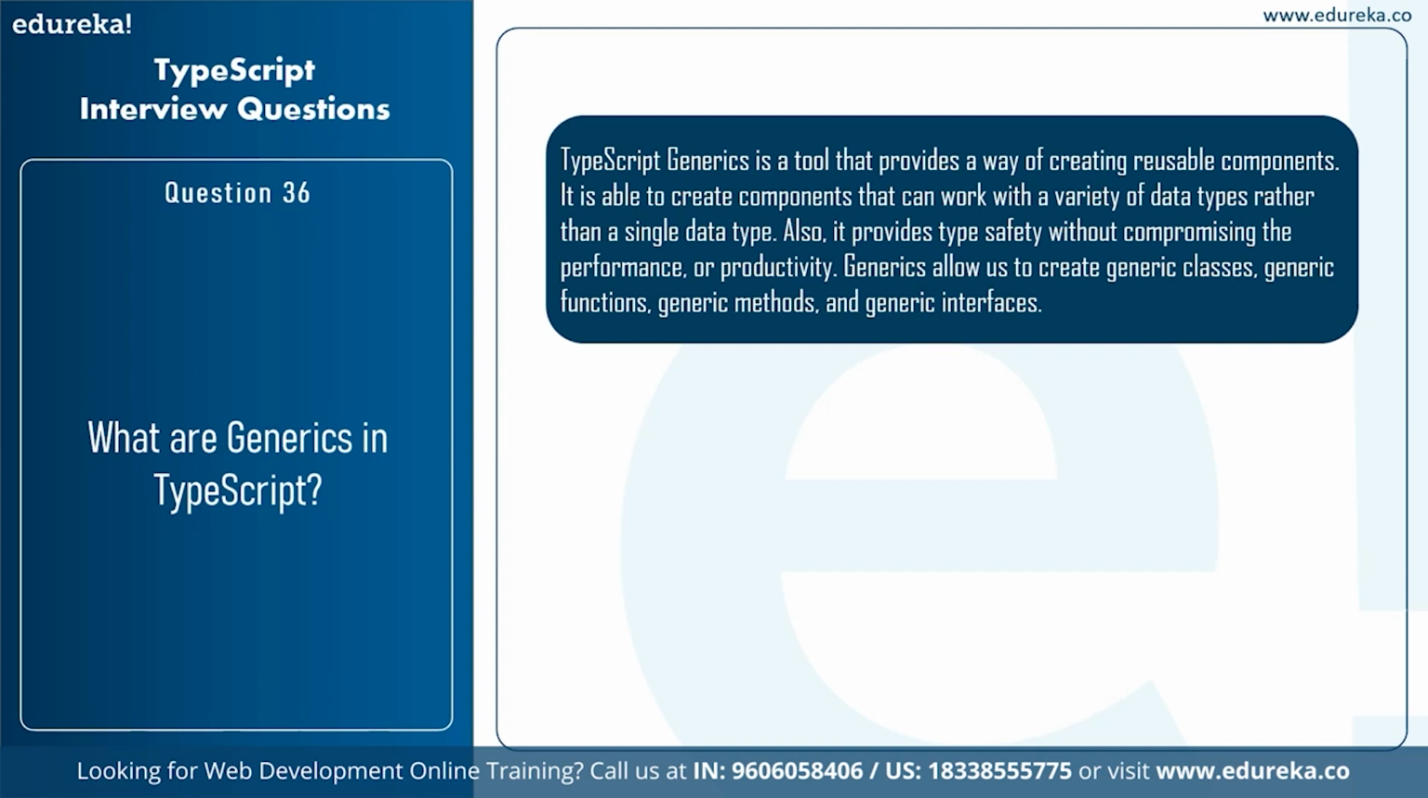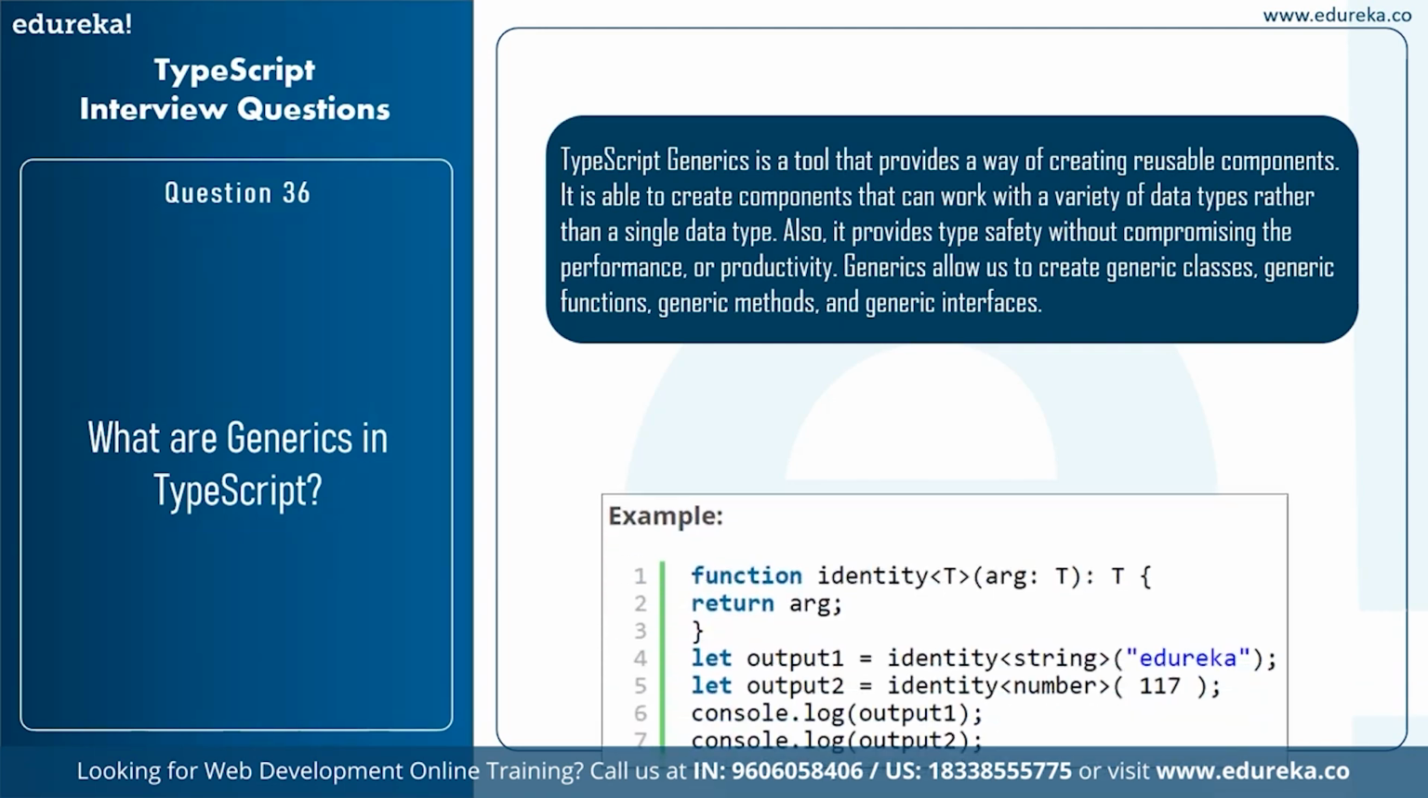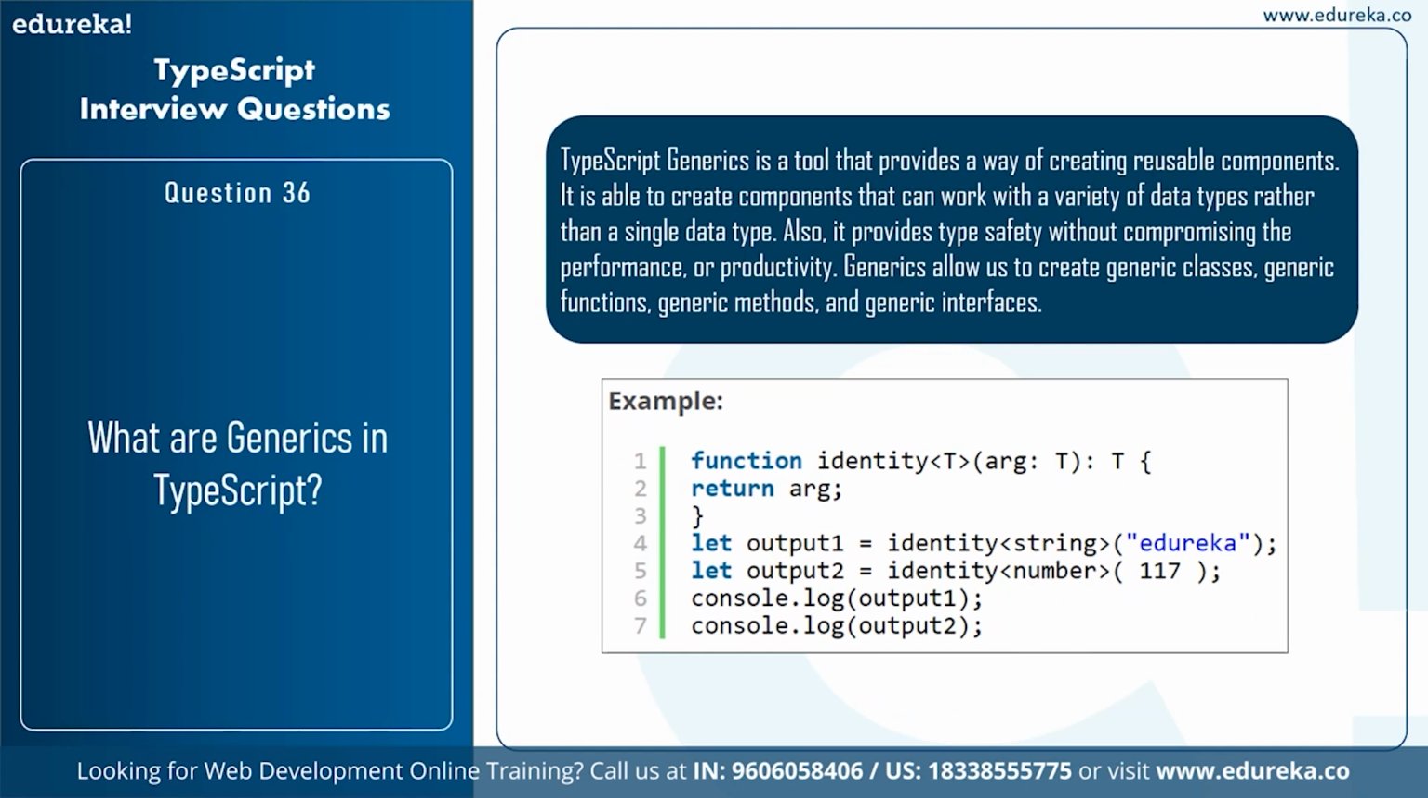Generics allow us to create generic classes, generic functions, generic methods, and generic interfaces. Now, in generics, a type parameter is written between the open and close brackets, which makes it strongly typed collections. It also uses a special kind of type variable, that is the T, which denotes types. So you can see here is an example where we have the function as identity and we have the type variable that is denoted inside the brackets as T.